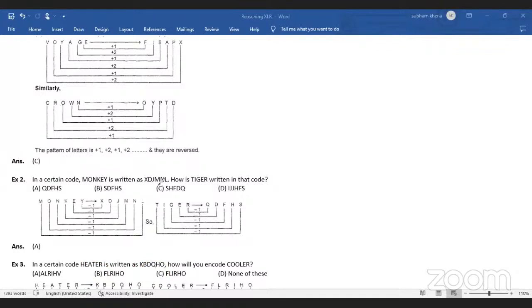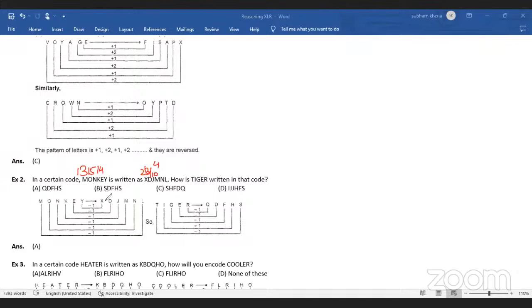The code is monkey is written as XDJMNL. See, M and X, M is 13, X is 24, sorry, 24. O is 15, D is 4. Is any logic fitting? 13 plus 11 is 24. 15 minus 11 is 4. Again, plus, minus. Then N is 14 and J is 10.